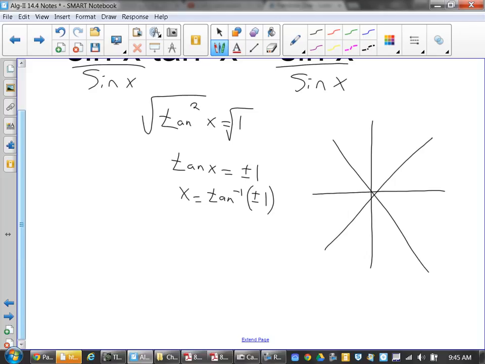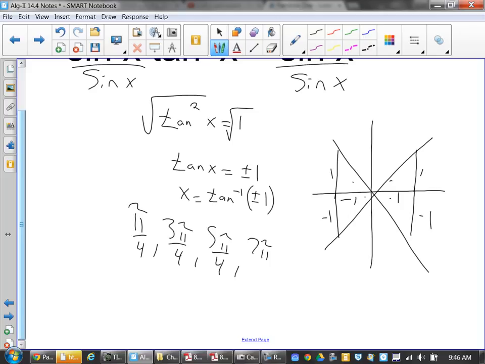Why is that? Because at 45 degrees, it's 1 over 1, and then it's negative 1 over 1. Here is negative 1 over negative 1, and here is 1 over negative 1. So each of these 4 angles has a tangent value of either positive or negative 1. So it's in all 4 quadrants: pi over 4, 3 pi over 4, 5 pi over 4, and 7 pi over 4. So there's 4 possible angles that would make this a true statement.